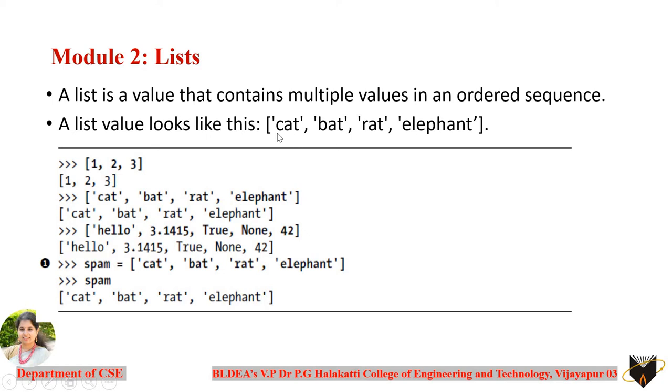That is, the elements of the list are included in square brackets, and each element in the list is separated by a comma. So do remember that whenever you are going to add more elements into the list, all the elements need to be mandatorily separated by a comma. In this example, the elements are cat, bat, rat, and elephant. All are included in single quotes. Why? Because they are considered as string elements over here.